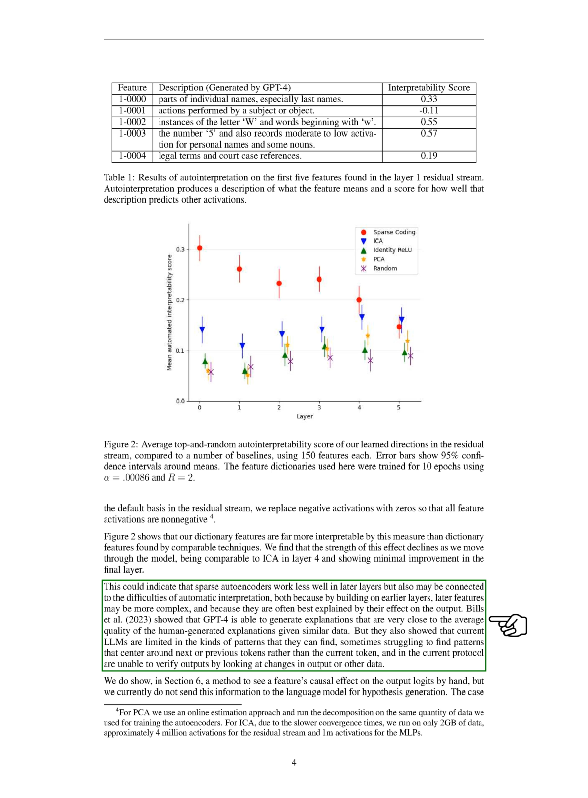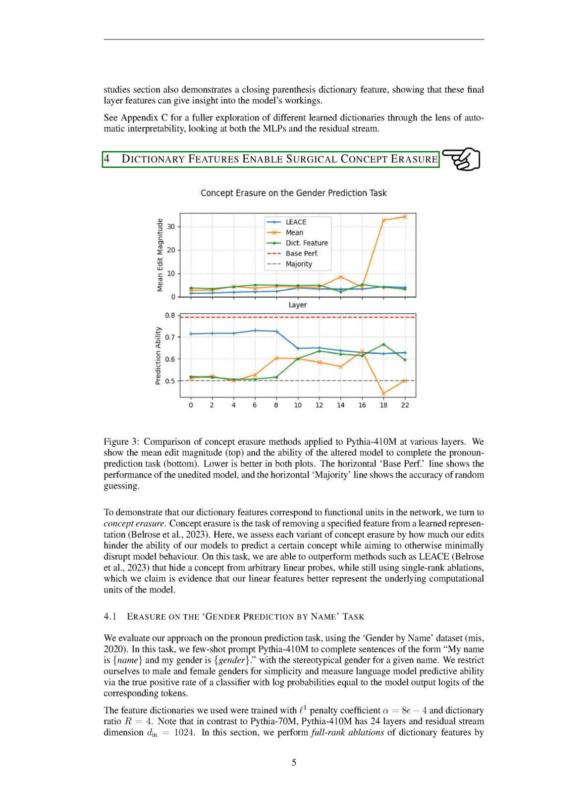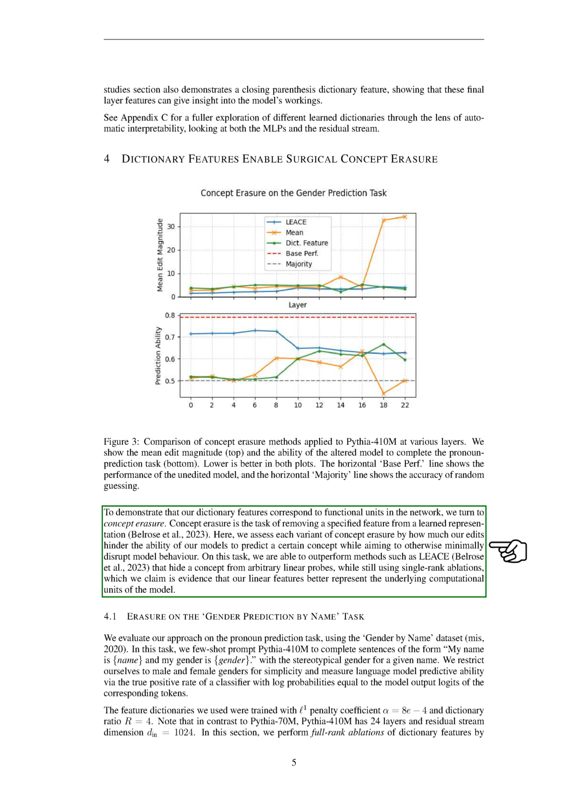To show that our dictionary features correspond to functional units in the network, we used a process called concept erasure, which involves removing a specified feature from a learned representation. We evaluated our approach using a task that involves predicting gender based on a given name. We found that our method outperforms others in terms of hiding a concept from arbitrary linear probes, while causing minimal disruption to the model's behavior.